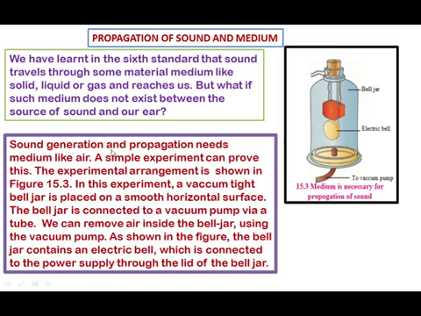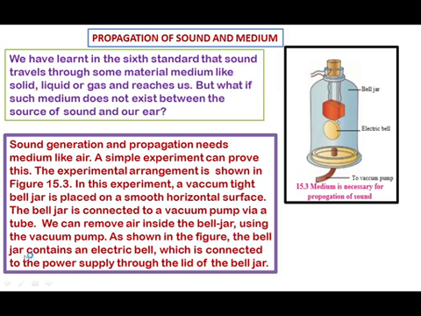Sound generation and propagation need a medium like air. A simple experiment can prove this. The experiment arrangement is shown in figure 15.3. In this experiment, a vacuum-tight bell jar is placed on a smooth horizontal surface. The bell jar is connected to the vacuum pump via a tube. We can remove the air inside the bell jar using the vacuum pump, as shown in the figure.